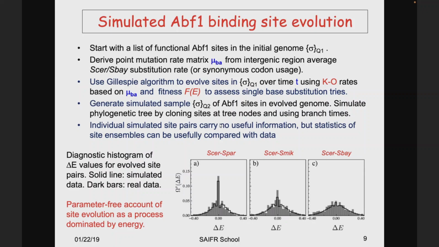So here's a histogram for three comparisons. Serrapilheira to Paradoxus. These are the guys that are closest to each other. Serrapilheira micata, those guys are further separated. Serrapilheira Bionis, they're far separated. And what you're seeing is the solid line is the simulated data, and the dark bars are the real data. So this is kind of amazing, right?